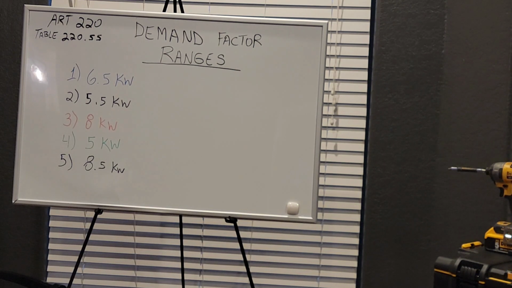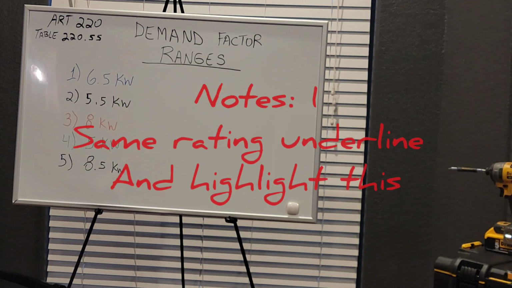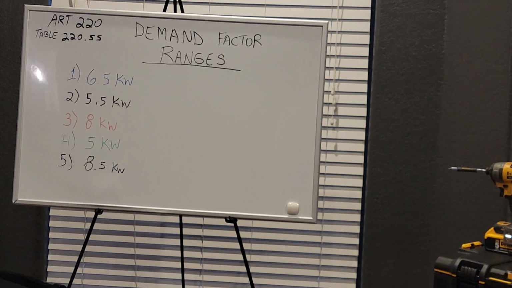All right, okay, note number one, it says over 12 kW through 27 kW. Ranges all of same rating, okay? So we can see that none of these are over that 12 kW or even under that 27. So let's jump down to the next one.